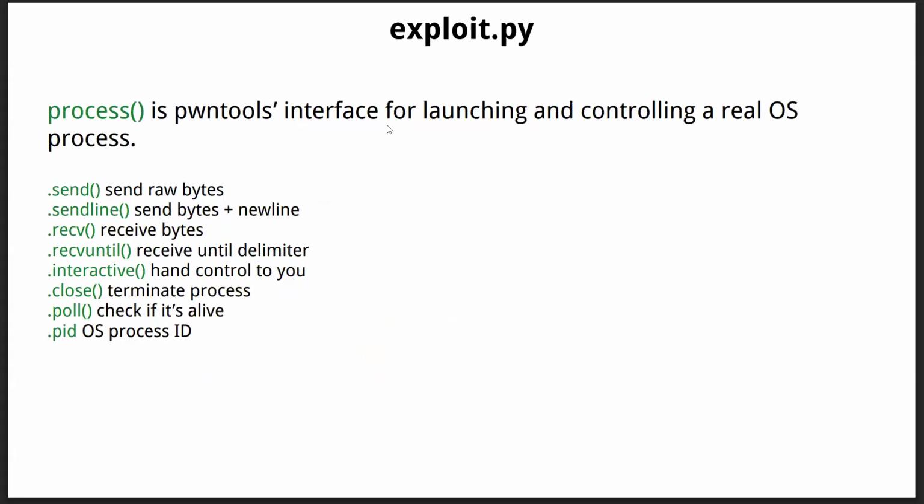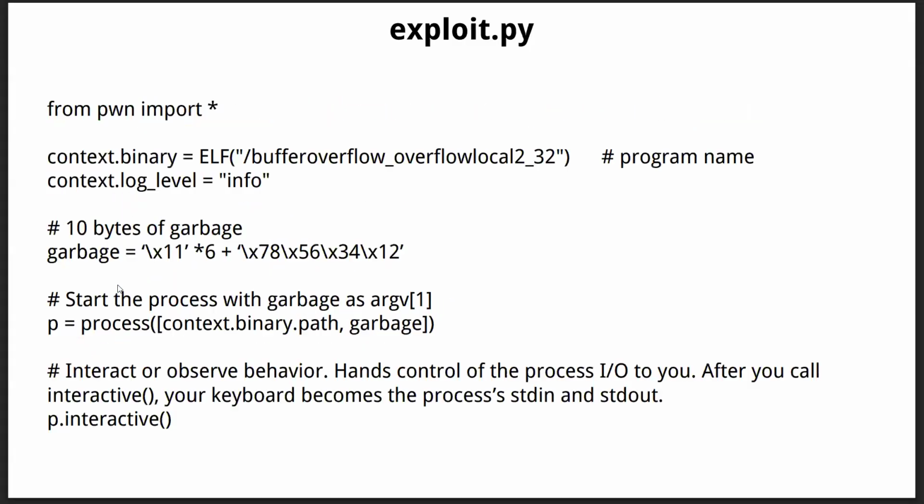Then process is the interface to launching and controlling the process. We can send bytes to it. We can send a line to it. We can receive bytes from it, receive until something, interactive, close, and also do many other things. We're going to discuss those interfaces when we need to use them. So far, for this program, we're not using any of those interfaces because the input is from command line arguments. That's why the input is the second item in this array here.